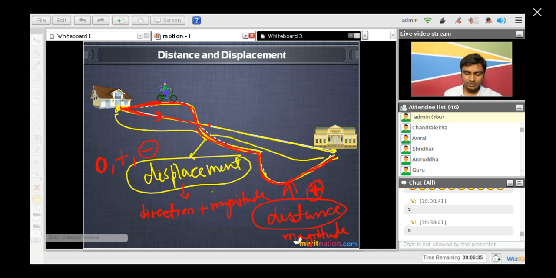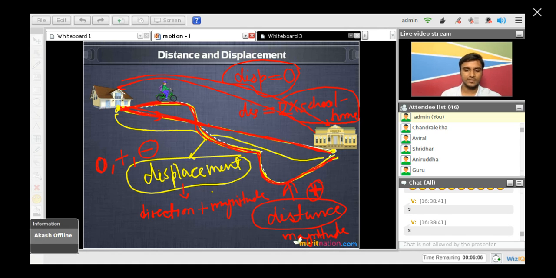If the object goes forward and it comes back to its home, then displacement is equal to 0 because initial and final position are at the same point. But distance is equal to 2 times the distance between school to home. So distance traveled: forward motion it will cover school to home, then home to school. So same distance, that is 2s. Okay. This was about displacement and distance. So displacement is basically a vector term, while distance is a scalar quantity.